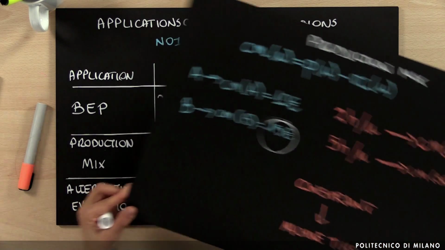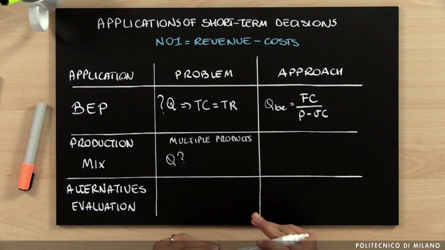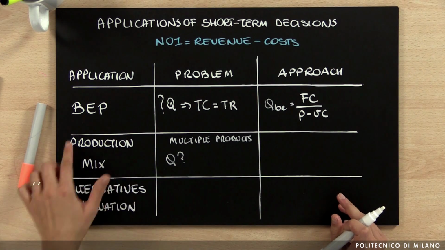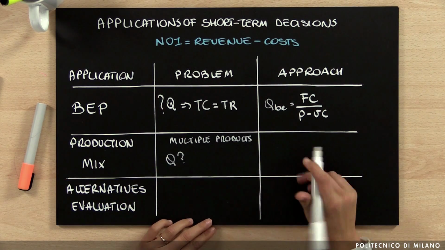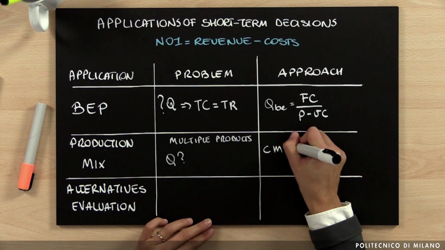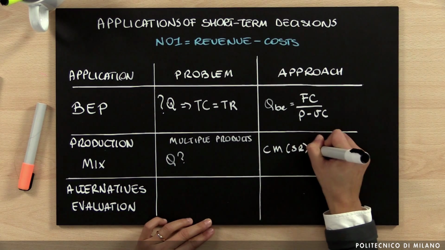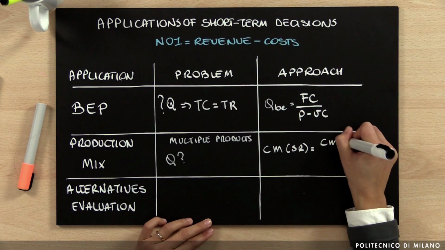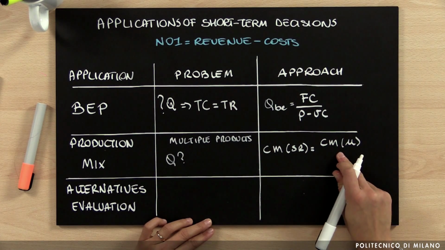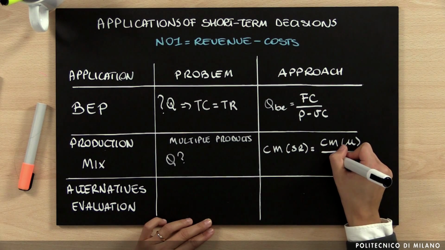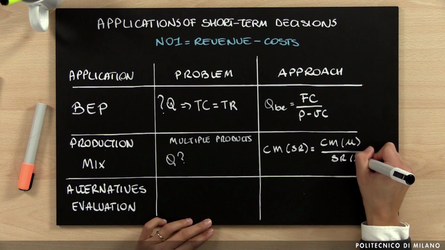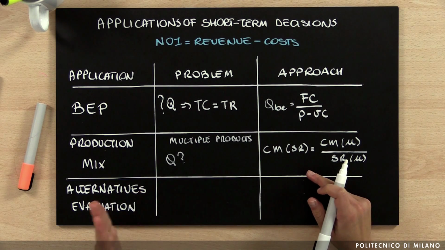Again, if we go back to our reference schema, we can say that in the moment in which we have decisions that deal with the production mix, the approach that we can use is the contribution margin per scarce resource, that is calculated as the ratio between the contribution margin of the unitary product that we are analyzing divided by the scarce resource of our unit. And we are going to select the order, which is the mix of our production, by selecting first the product that has the highest contribution margin per scarce resource, and then by selecting the other products.